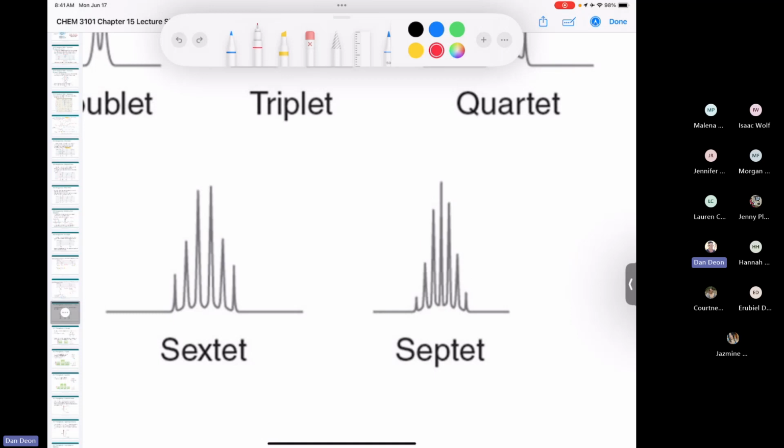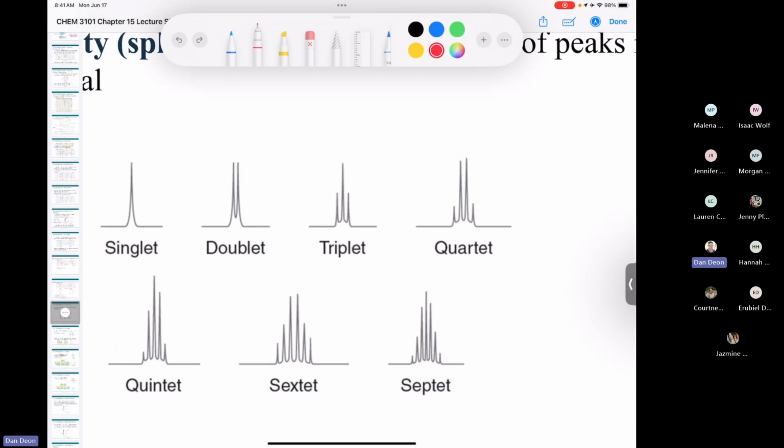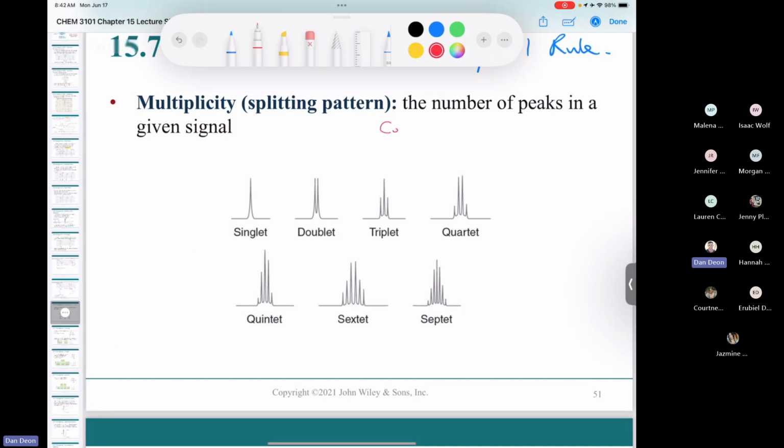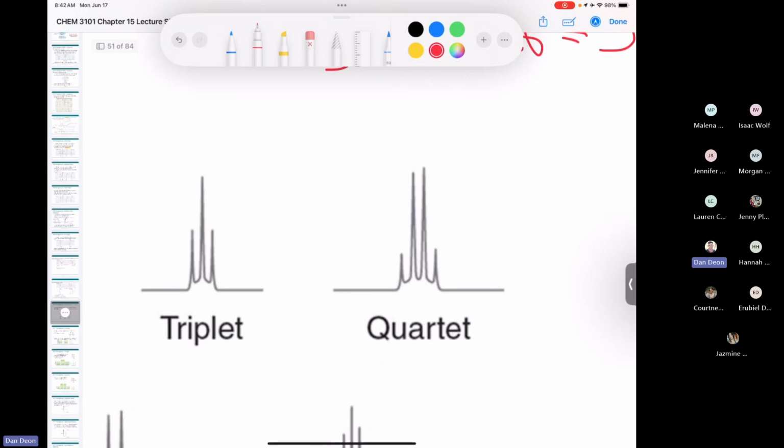Anyhow, before we get deep into multiplicity, another thing I'll just mention, which is going to come up, is something called a coupling constant, which is also called a J value. The J value is the distance in between the individual peaks. So let's say you have a quartet, okay? You can see there are 1, 2, 3, 4 peaks in the quartet.